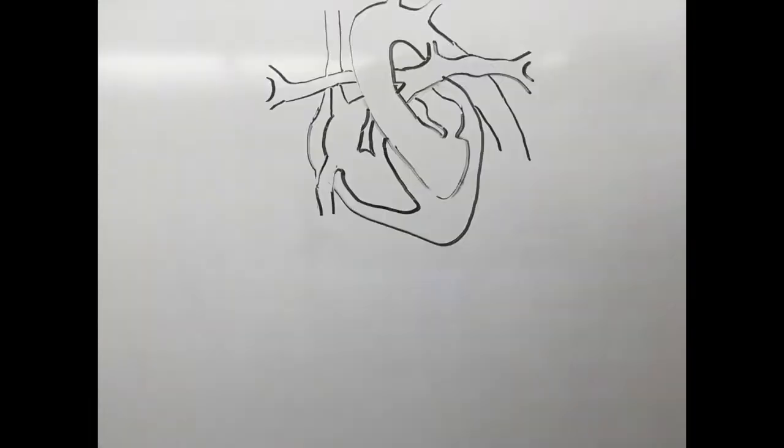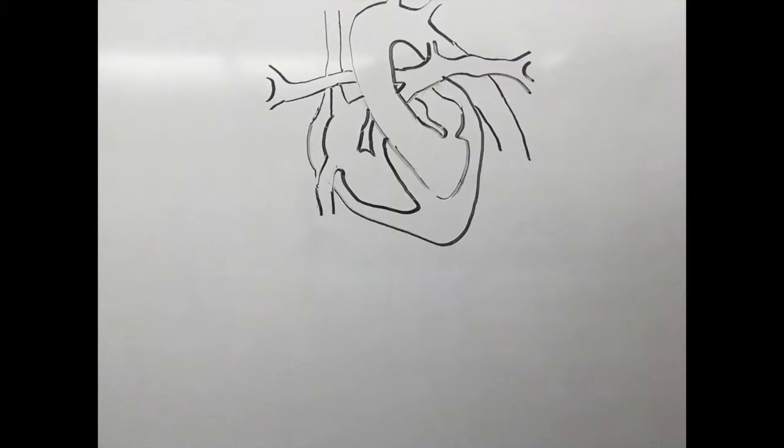This video will provide an introductory overview of fetal circulation and the changes that occur during birth. It is assumed that the viewers of this video have a prior understanding of normal adult circulation. Like in adult circulation, blood enters the fetal heart through the inferior and superior vena cava into the right atrium.